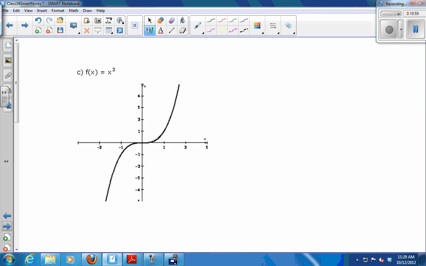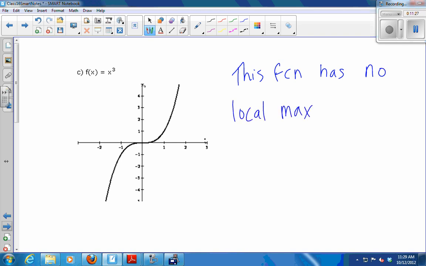Now what about this one? Does it have a max or a min? No. This function is always increasing. It's always getting bigger from left to right. So if you're always getting bigger, you can't hit a maximum value or a minimum value. So this function has no local maxes or mins.